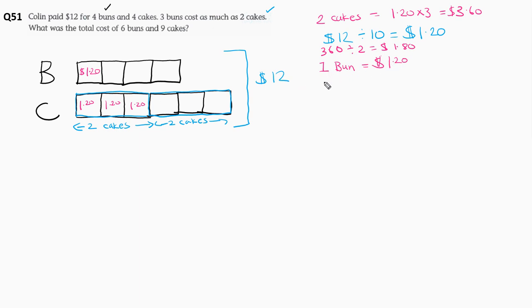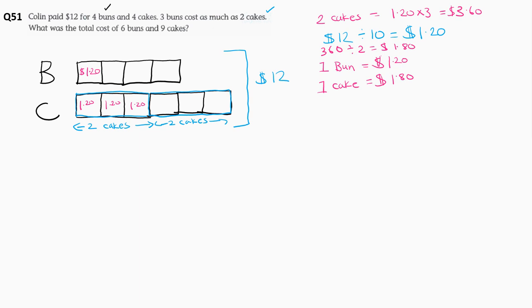So one bun is 120, one cake is 180. All right, notice when I'm talking about money, how I don't say 1.20, I say 120. This is 180. Okay. And this is really important information, isn't it?